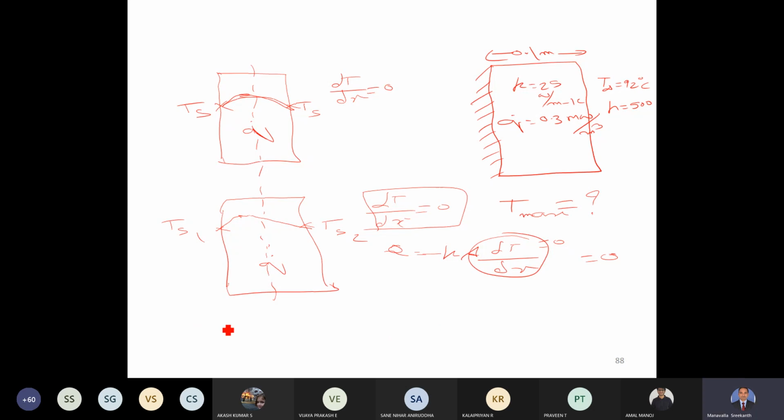So the point I'm trying to drive is that dT by dx will be equal to 0 at a point where the temperature is maximum. So T max is at the insulated face. Therefore, in this problem, the maximum temperature will be here. So the temperature profile will look something like this, with the maximum at this point.